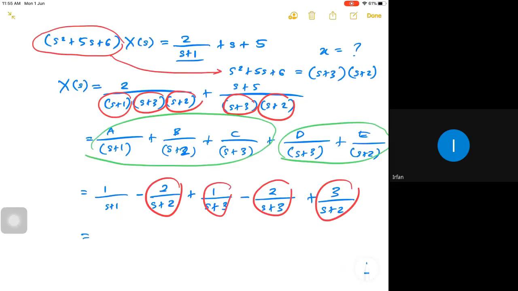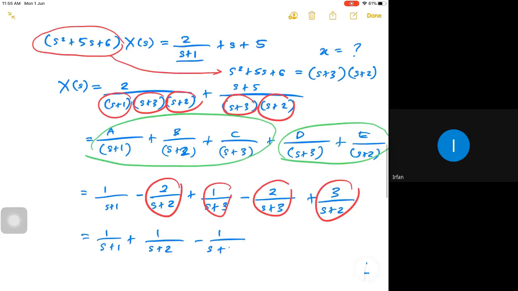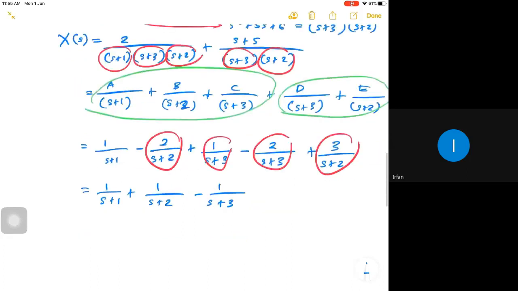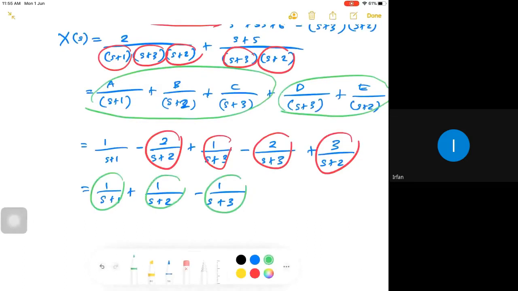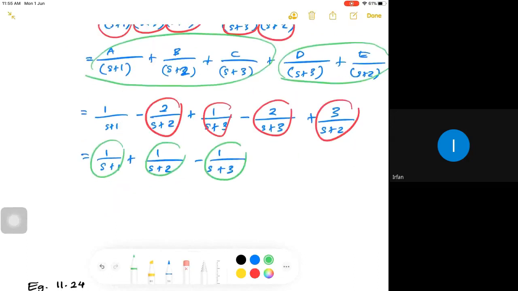So the answer is 1 over S plus 1 plus 1 over S plus 2 minus 1 over S plus 3. So from this form, this one, and this one, we can find the inverse in the Laplace transform formula table. So we can do inverse transform individually, separately. So finally, we get the answer.